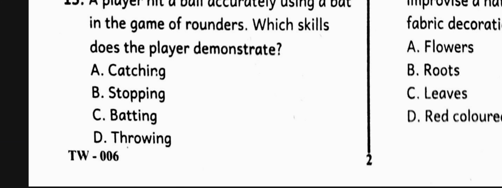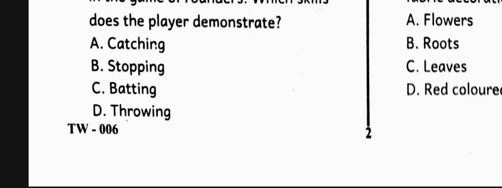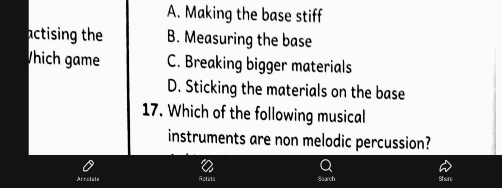Then number 15 says, a player hit a ball accurately using a bat in the game of rounders. Which skill does the player demonstrate? That one is not catching, that one is not stopping, that one is known as batting, correctly hitting the ball to the outfield or the far field direction. That is number 15. Let's see what number 16 has for us.